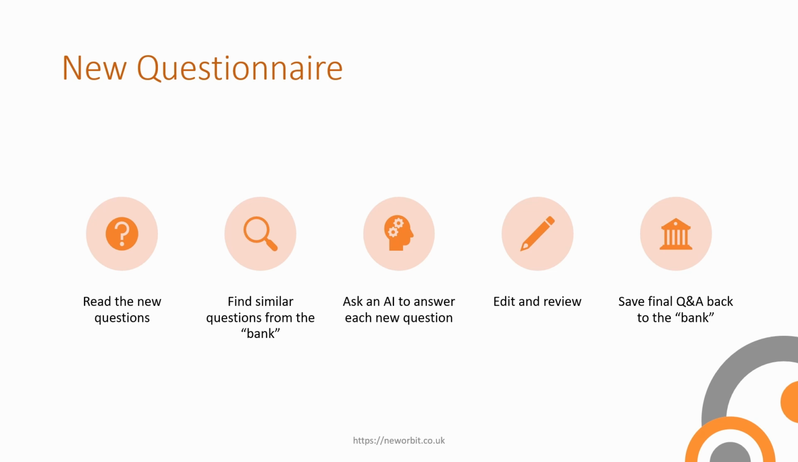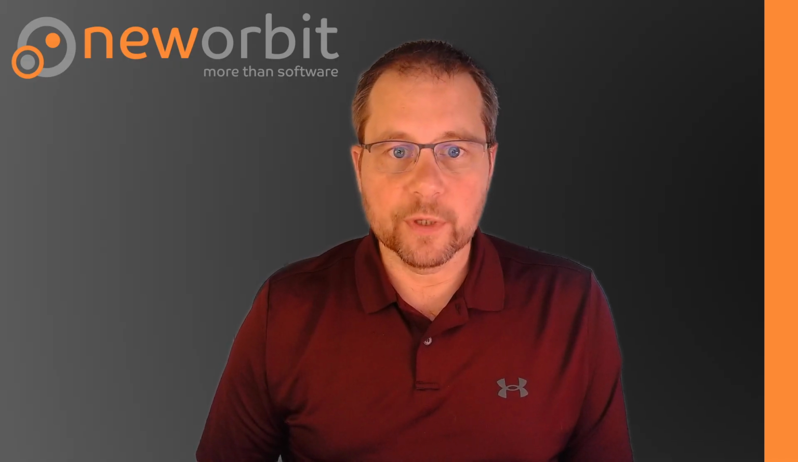When we then get a new questionnaire, what we need to do is the following. We read all of the questions with some bit of code. Then for each question, we find the similar questions from the bank that we created in the previous step. Then we ask an AI to answer each question individually, and we put it all back. Then you need to manually go through, edit and review this to make sure you're happy with it. And then ideally, you want to save those new questions back to the bank so you can use them for the next questionnaire. And that's really all there is to it.